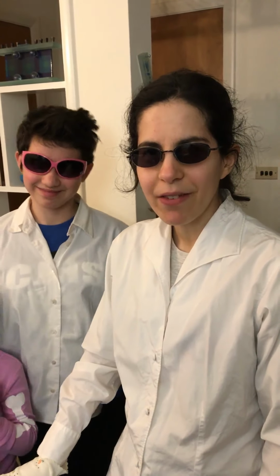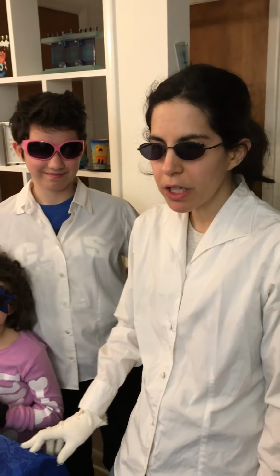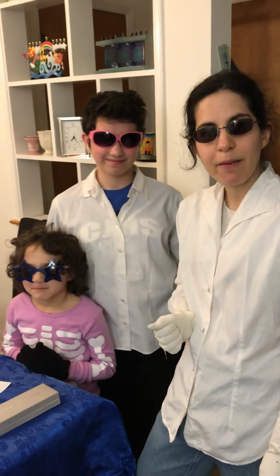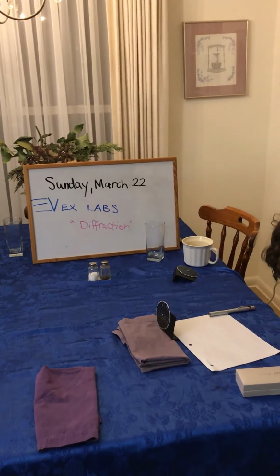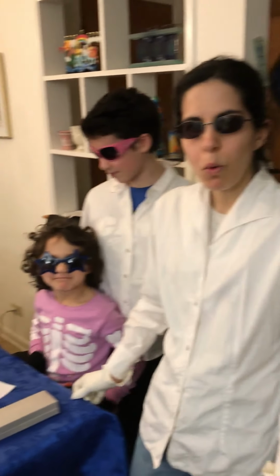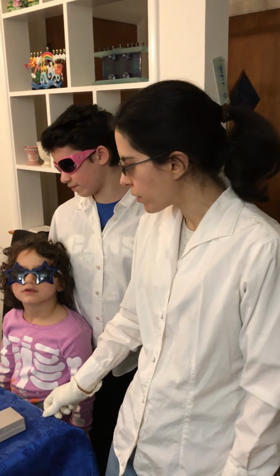Good evening, everybody. It's March 22nd, day 5 of COVID-19 instruction, and welcome to Vex Labs, home of the mad scientists, virtual experiments by the Eliezers. This evening, we are doing diffraction of light. What happens to light when it passes a corner?